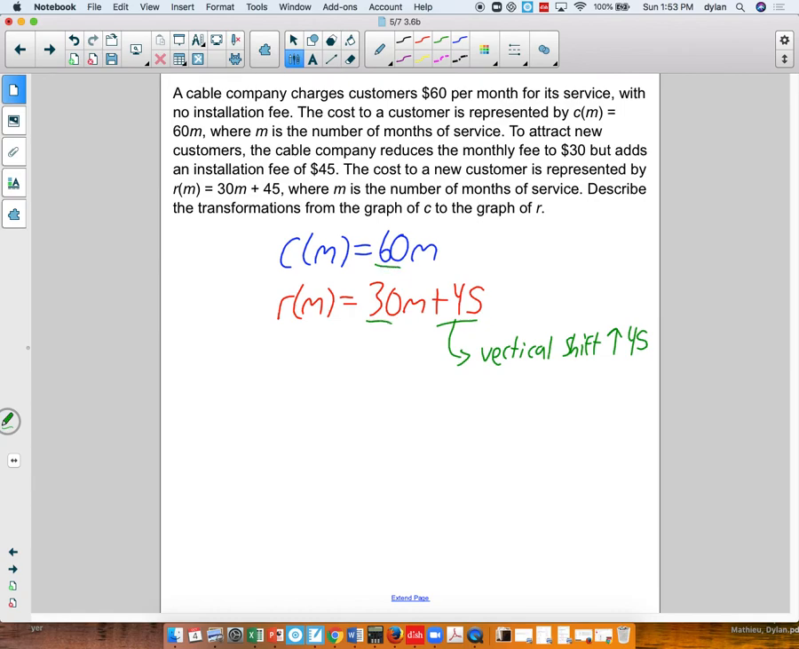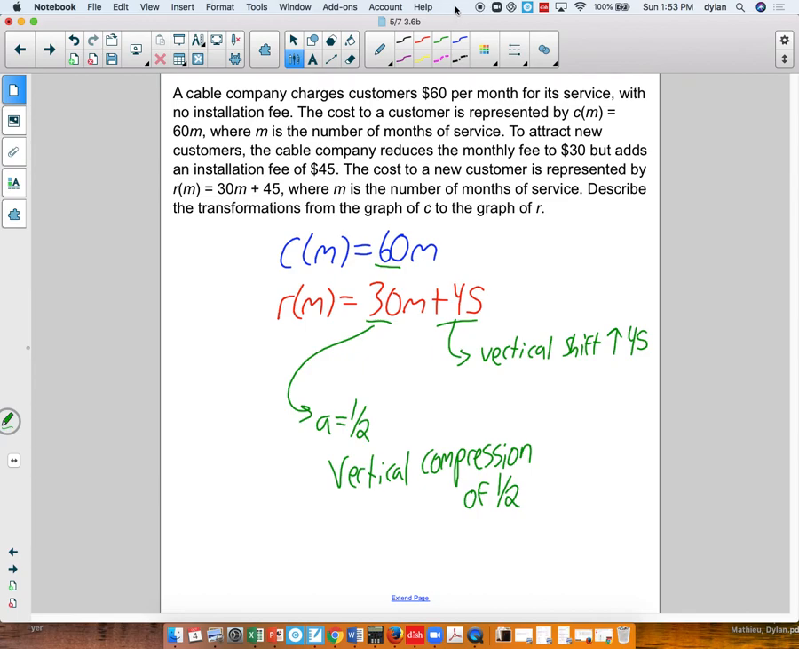Now the slightly trickier one is going from 60 to 30. If you think about what that represents, that's our A value. And we're actually dividing it by 2 or multiplying it by 1/2. So this is really saying A equals 1/2 because we went from 60 to 30. And so that means that we actually have a vertical compression. In other words, if we were to graph this, it would get flatter. A vertical compression of 1/2. So those are our two transformations that occur when the cable company executes this sale.